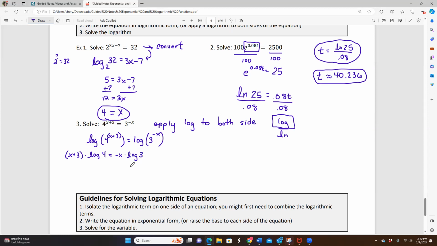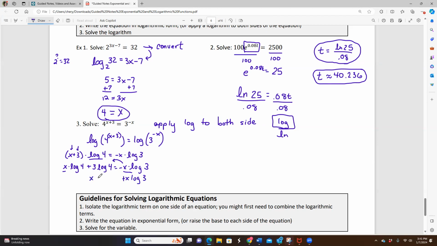What we want to do now is get our x terms on one side of the equation. So what we must do first is distribute this log to both terms in the parentheses here. So we'll have x times the common log of 4, and we'll have 3 times the common log of 4. And that would equal a negative x times the common log of 3. Okay, we're getting there. Now, in order to solve for x, I have an x term here and an x term here, and I want them to be on the same side of the equation.